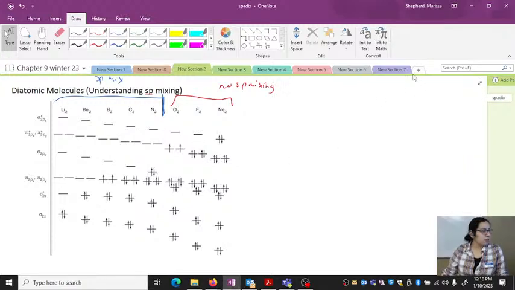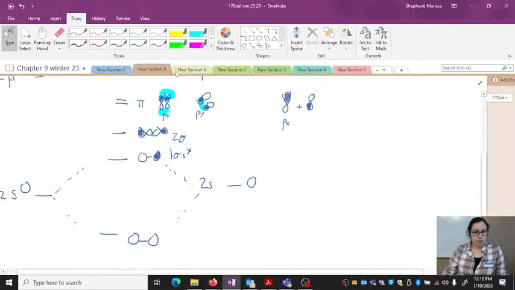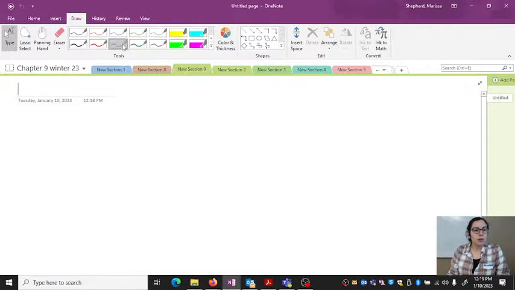All right, so now let's go over it kind of in more detail. And so now we're going to redraw kind of generic A2, but now with SP mixing.